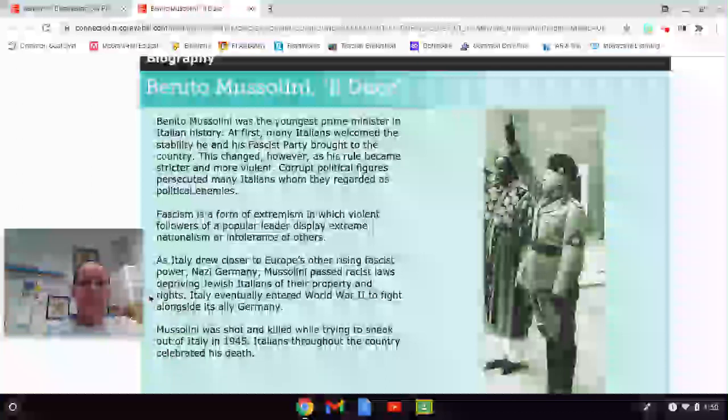Italy eventually entered World War II to fight alongside its ally Germany. Mussolini was shot and killed while trying to sneak out of Italy in 1945. Italians throughout the country celebrated his death.